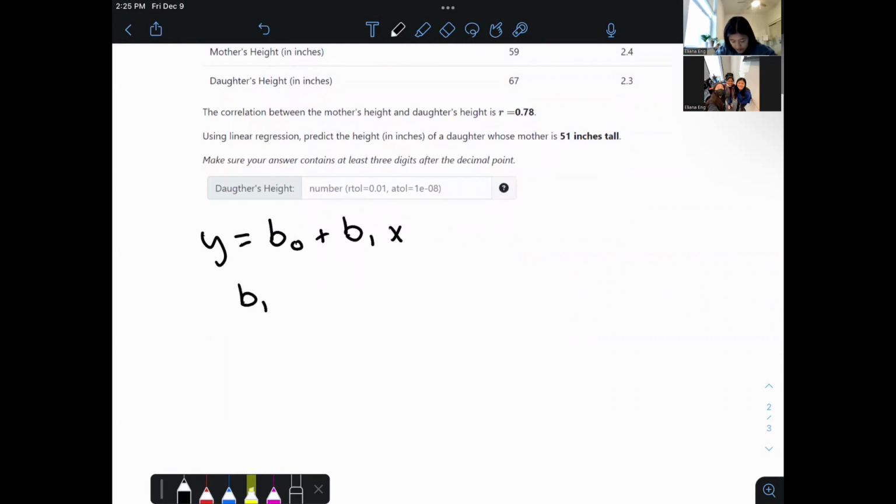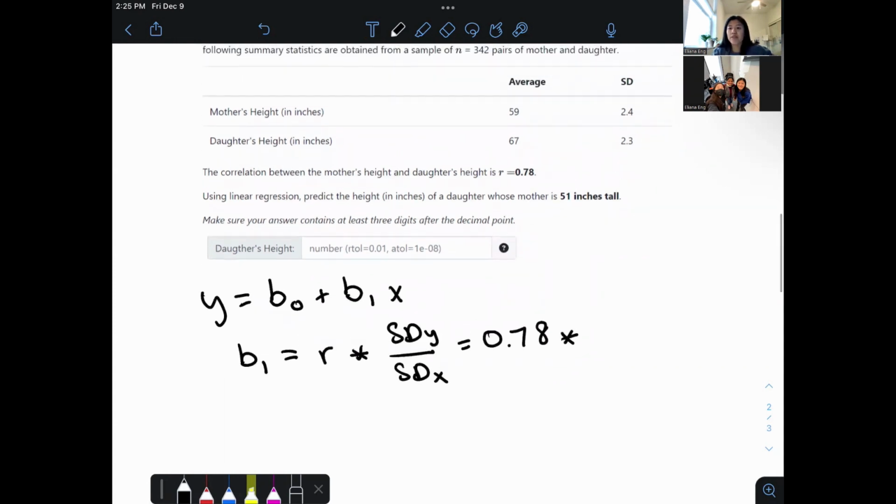So let's solve for the slope first. We have an equation that we use to find the slope, which is r times the standard deviation of y over the standard deviation of x. And in this problem, we're given the correlation coefficient, which is 0.78. And then for filling in the standard deviation equation, we want to think about what is the y variable and what's the x variable.